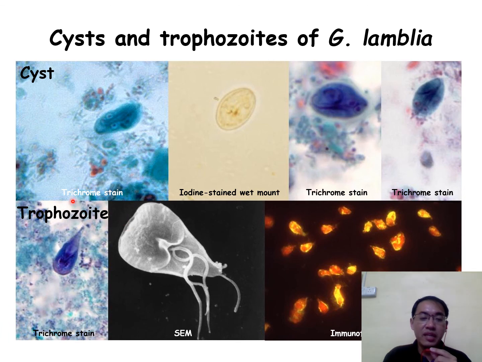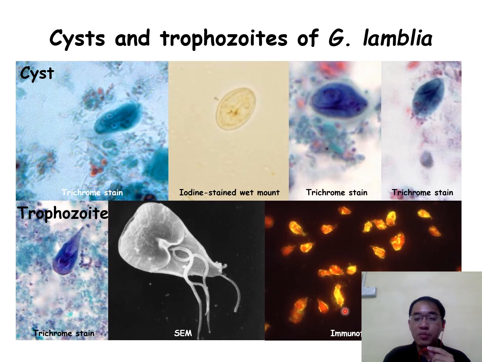For trichrome stained trophozoite, we can appreciate the tear shape or the water drop shape of the trophozoites, and we can see the nucleus here, but the flagella are not seen. And this is a picture of a scanning electron microscope. We can see the flagella extending out from the axostyle or the body of the trophozoites, and these are the sucking discs. The nucleus is not seen because the nucleus is inside the sucking disc. For scanning electron microscope, we can only appreciate the surface structure of the trophozoites.